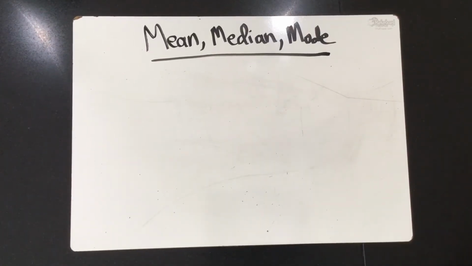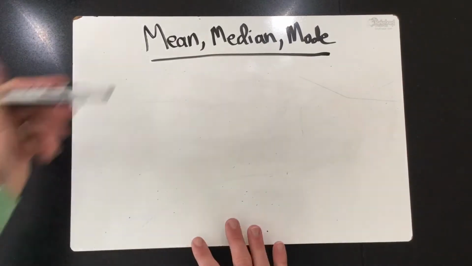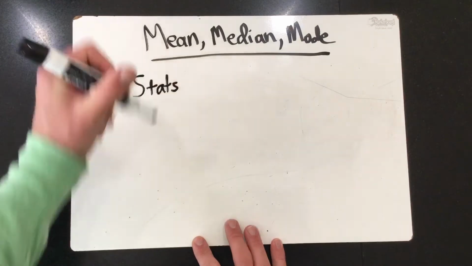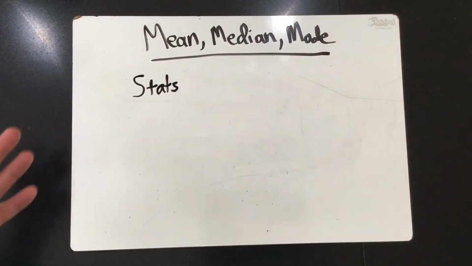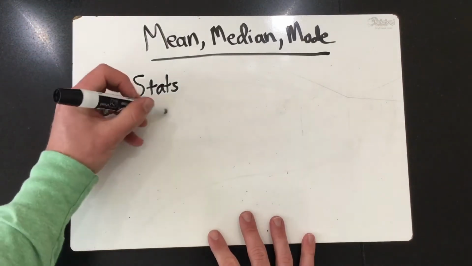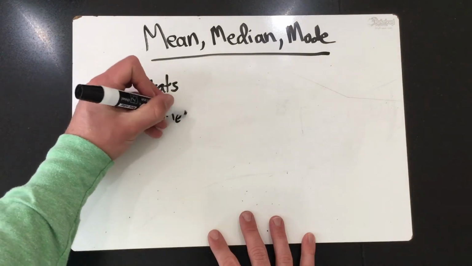Hello and welcome to this lesson on mean, median, and mode. Mean, median, and mode are statistical words. These are words that we use in a branch of math, often abbreviated as stats, that help us express meaning from numbers.